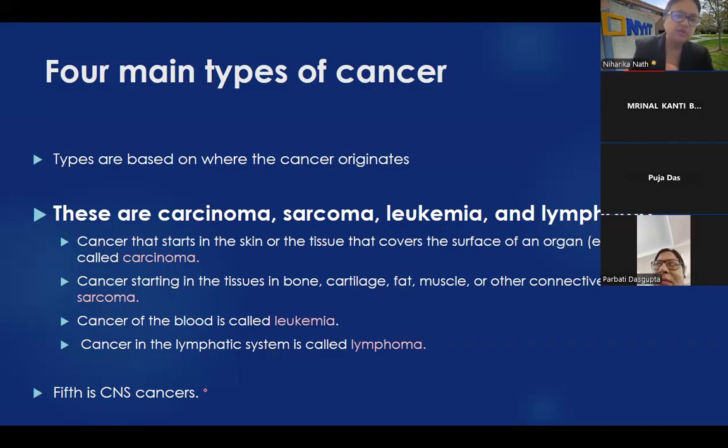And the fifth one that we're not going to talk about so much is the central nervous system. And I showed you one picture of glioma and all that. So that was just it, really. And those are the central nervous system cancers.